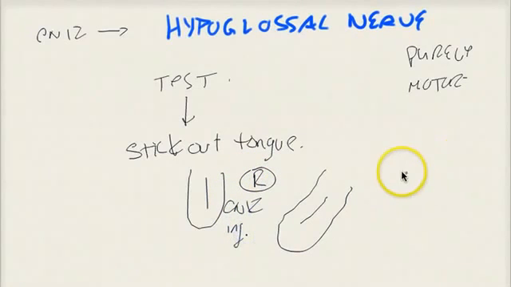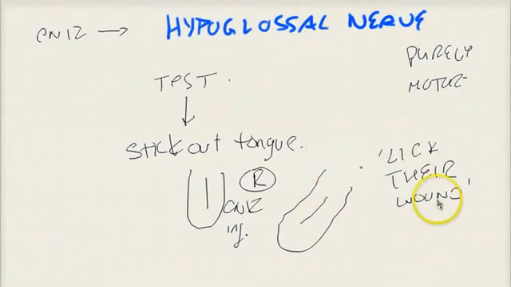And the way you can remember this is that the patient is going to lick their wound. And what that means is that they're going to lick to the side of the injury or the wound. Okay? So that's a very easy way to identify which side the injury to cranial nerve 12 is located.